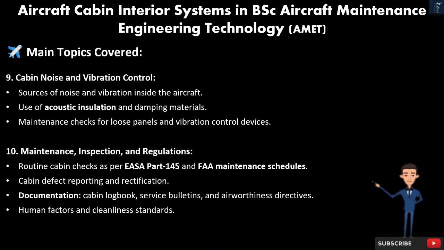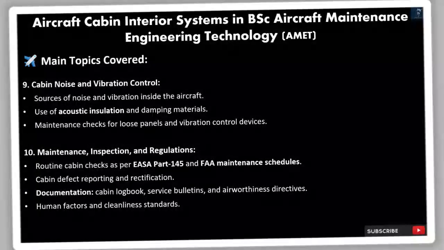10. Maintenance, inspection, and regulations. Routine cabin checks as per EASA Part 145 and FAA maintenance schedules. Cabin defect reporting and rectification. Documentation: cabin logbook, service bulletins, and airworthiness directives. Human factors and cleanliness standards.